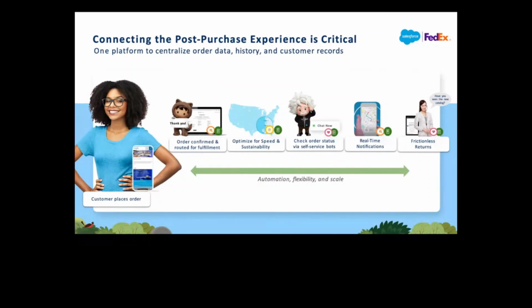The customer places an order and gets a confirmation email. After that, they can follow the speed and sustainability of how the shipper is going to deliver the product. They can chat with our agent, get real-time notifications, and frictionlessly return orders by talking to an agent. We covered all this at a high level, and that is the big picture. It's one centralized place for managing your order data, history, customer records, and everything, with automation, flexibility, and scalability that fit perfectly.